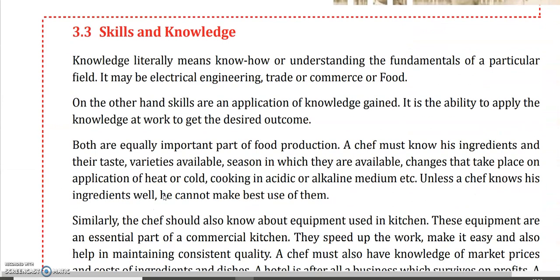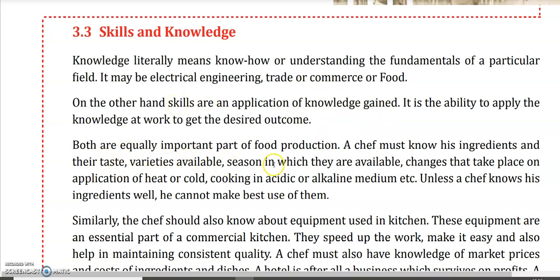The next thing we have is skills and knowledge. There is a difference between these two. They are related, but yet they are different. So knowledge literally means know-how or understanding the fundamentals of a particular field. Okay, that is to say you should have the information about a particular field. You just have it in your mind what it is. On the other hand, skills are an application of the knowledge gained. It is the ability to apply the knowledge at work to get the desired outcome. So once you have the know-how, once you have the information, when you are applying that knowledge that you have gained, it is called the skill.